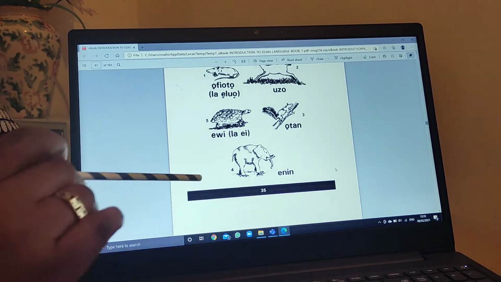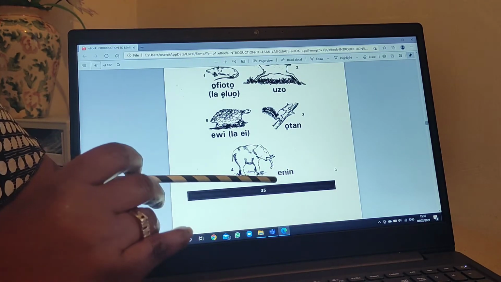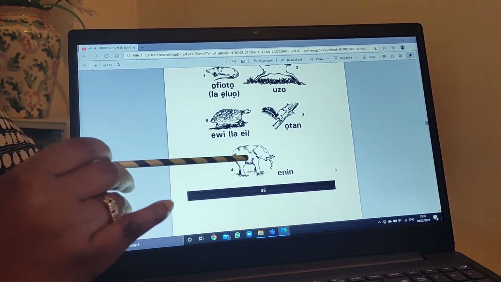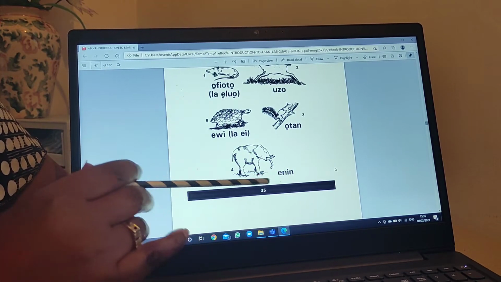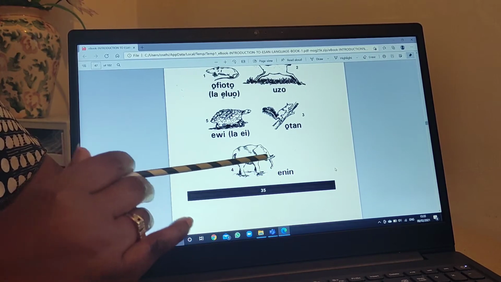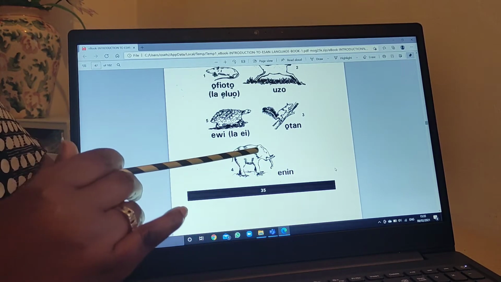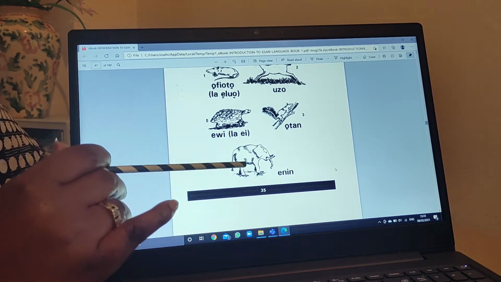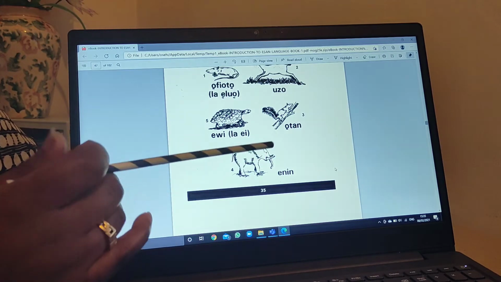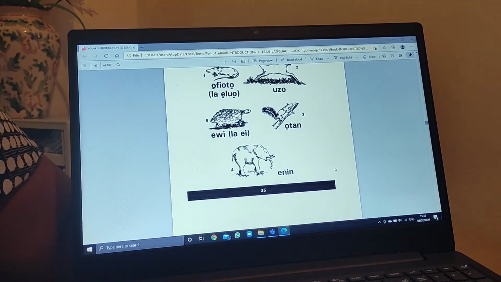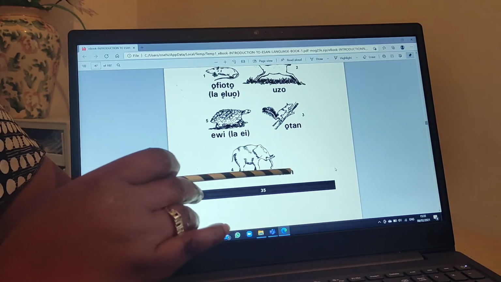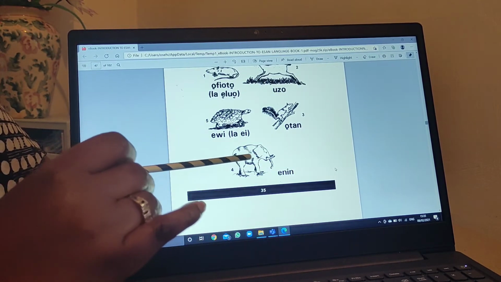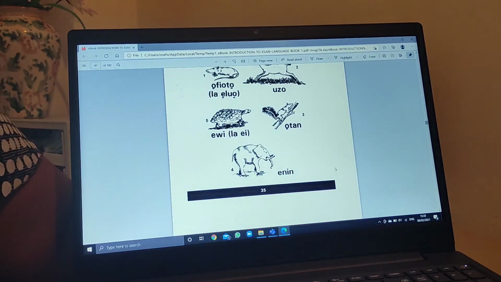Then the next one here is Eni. Eni is elephant, one of the animals that is almost extinct in Nigeria. I can't remember the last time anybody said they killed any in the bush. I know they should really be protected, but that's a story for another day. So Eni in Esan, elephant is called Eni in Esan.